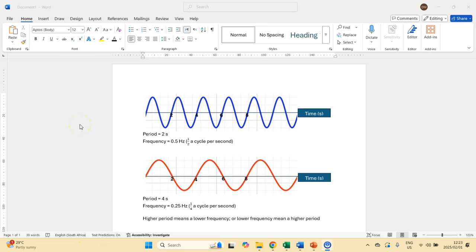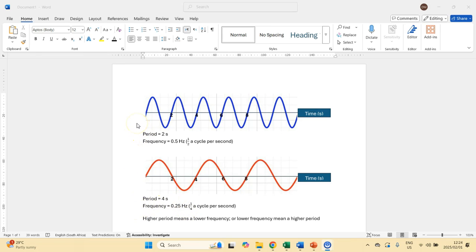Let's take a look at these 2 transverse wave graphs to make sense of this relationship. Here we can see that a full cycle, this is a full cycle, and that takes 2 seconds. Whereas a full cycle over here takes 4 seconds. So the period of this wave is 2 seconds, and the period of this wave is 4 seconds. Now we may calculate the frequency of the wave as 1/t. So in this case, it would be 1/2, which is half a hertz. And in this case, it would be 1/4, which is 0.25 hertz.